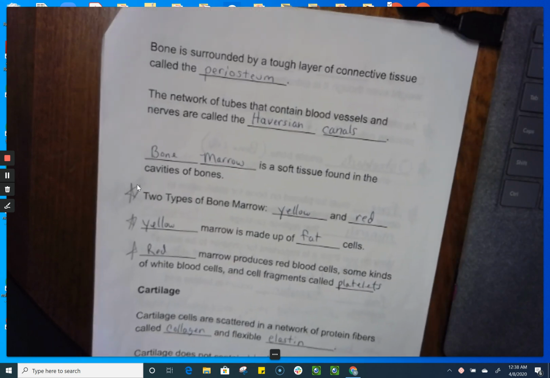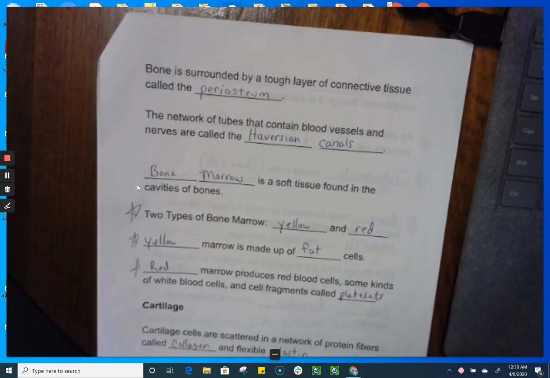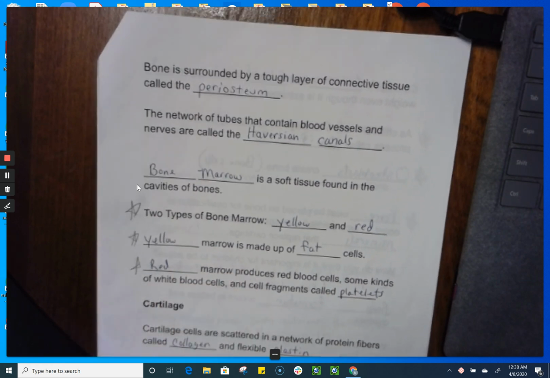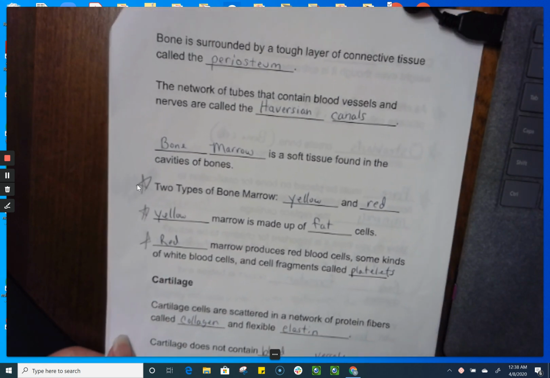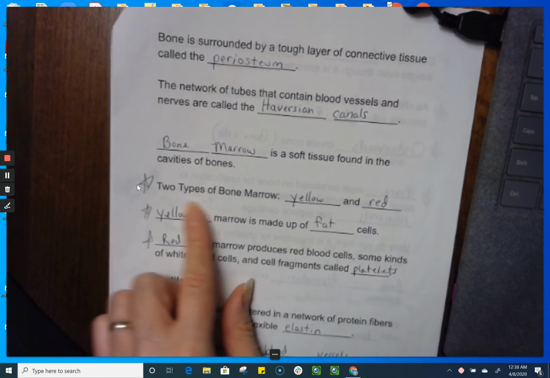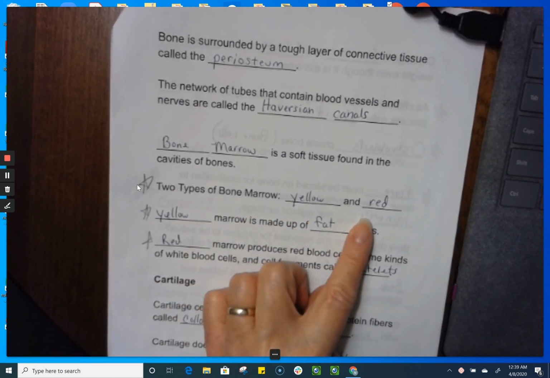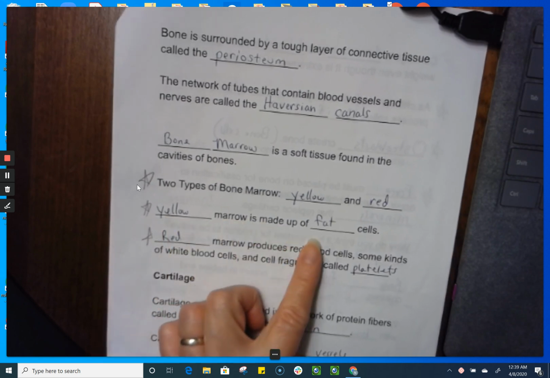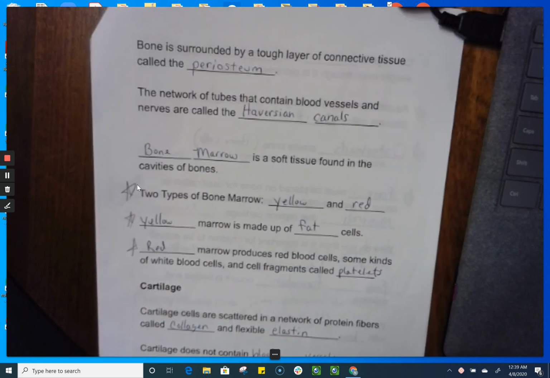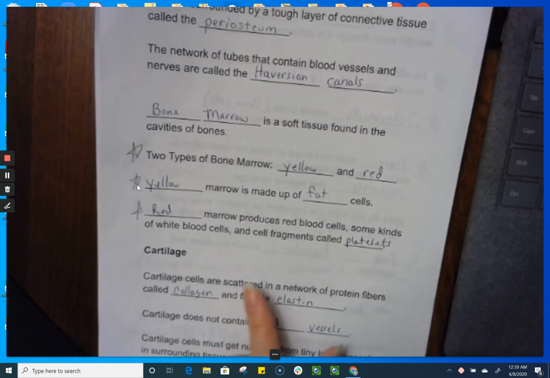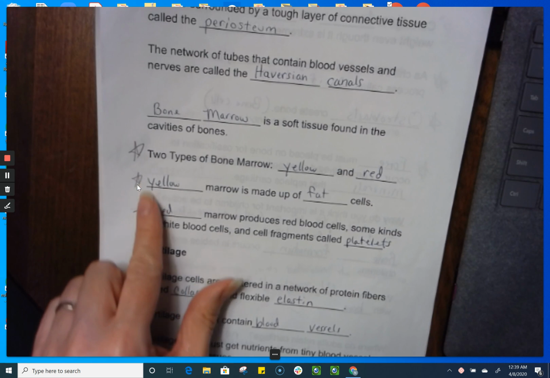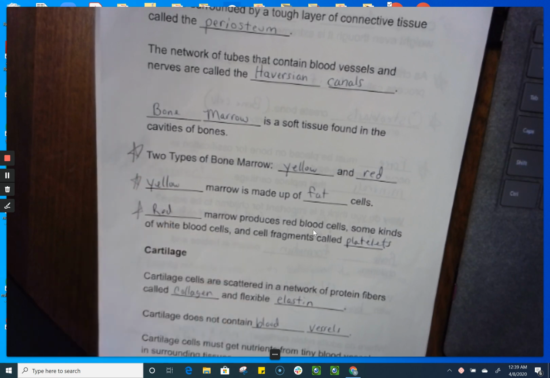Bone is surrounded by a tough layer of connective tissue called the periosteum. The network of tubes that contain blood vessels and nerves are called the Haversian canals. And bone marrow is a soft tissue found in the cavities of bones. Starred: 2 types of bone marrow, yellow and red. The yellow marrow is made up of fat cells, and then the red marrow produces red blood cells, some kinds of white blood cells, cell fragments, as well as platelets. So these are going to be test questions.